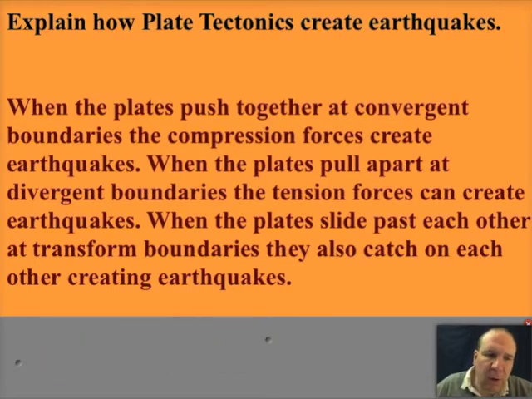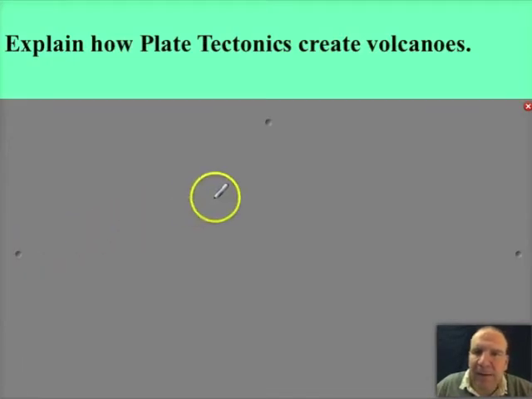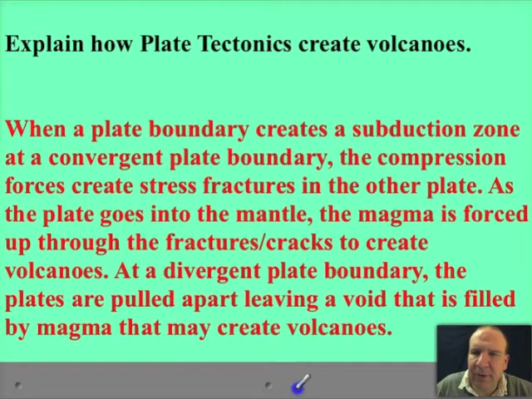And the last part of this question is explaining how plate tectonics are related to volcanoes. So we related earthquakes to volcanoes and earthquakes to plate tectonics. Now the last part is to explain how plate tectonics create volcanoes. Well, when a plate boundary creates a subduction zone at a convergent plate boundary, the compression force creates stress fractures in the other plates. And as the plates go into the mantle, the magma is forced up through the fractures and cracks to create volcanoes. At a divergent plate boundary, the plates are pulled apart, leaving a void that is filled by magma that may be created from a volcano.